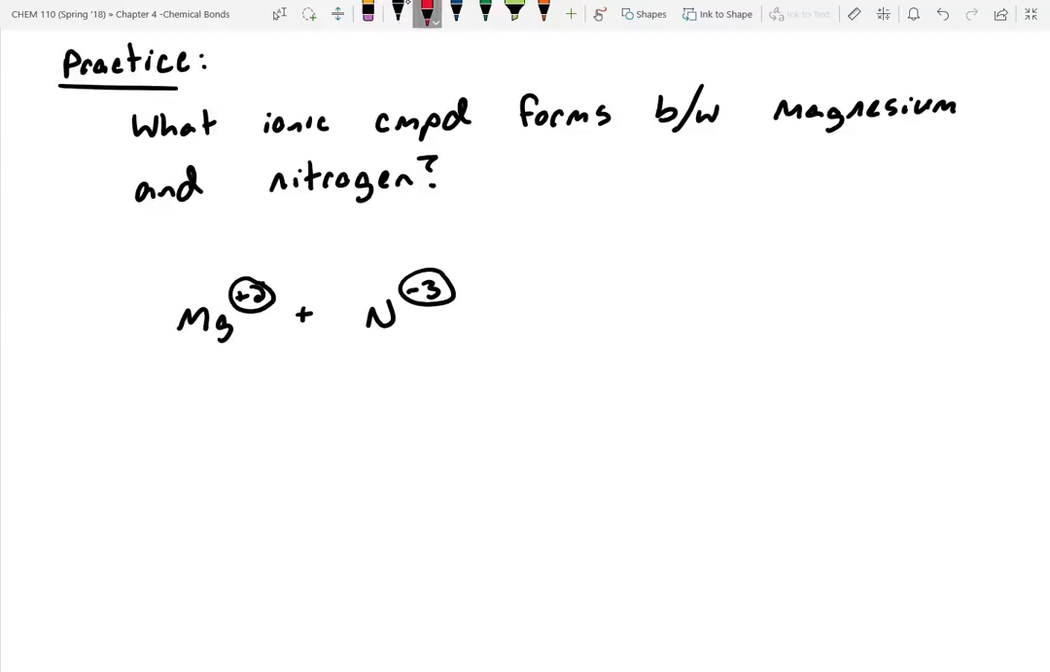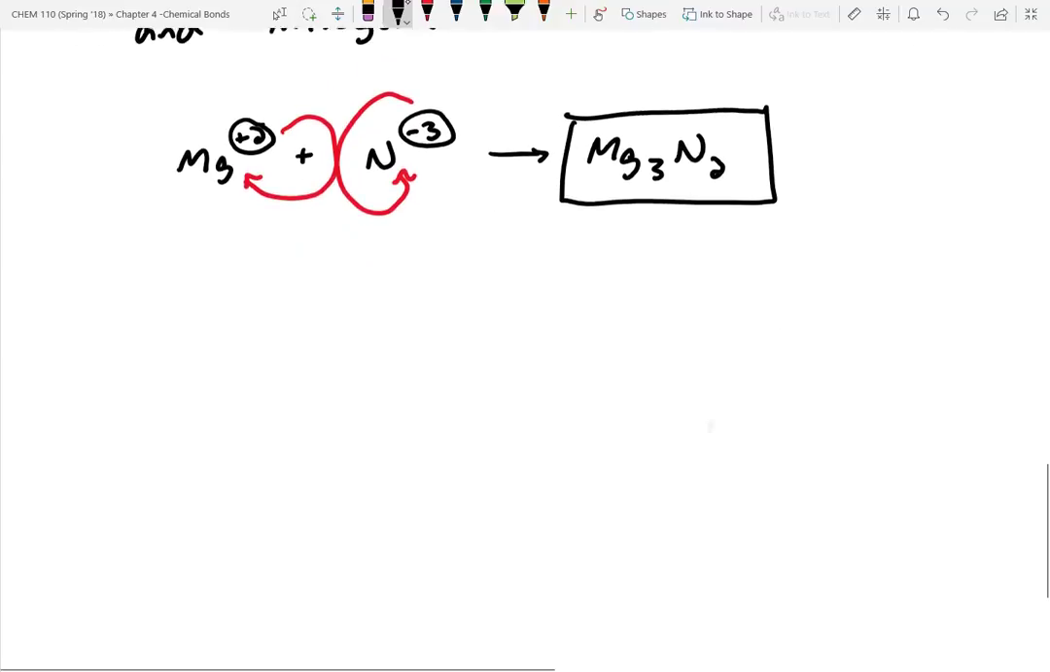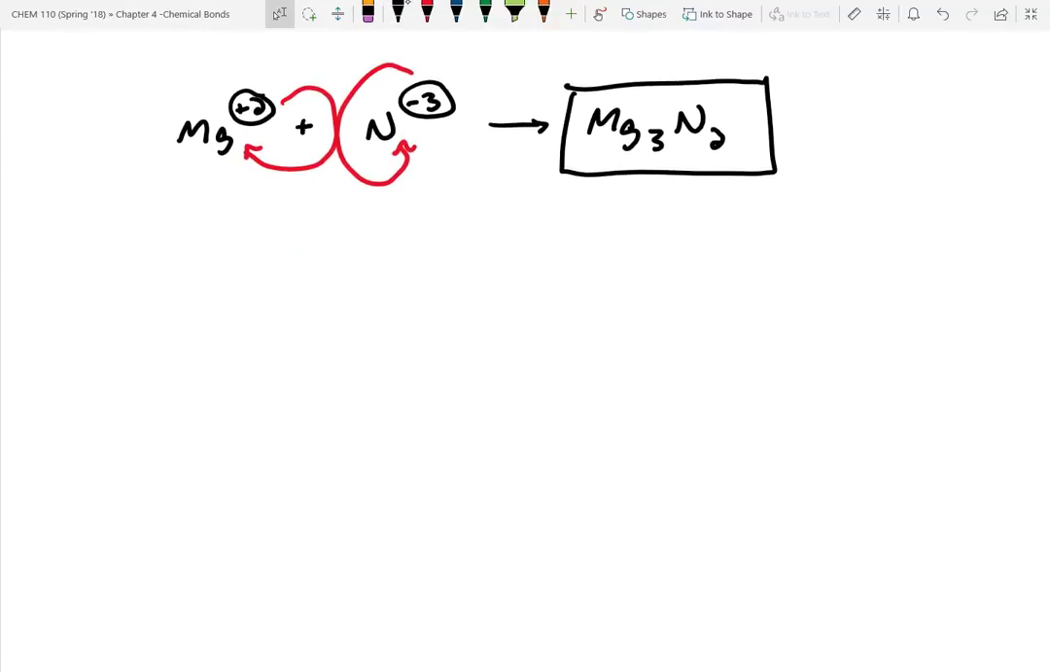So with that trick, we said the 3 should come down here. The 2 should come over here. So when we mix these together, we'd have Mg3, not -3. And then N2, right? So the 2 went behind the nitrogen now. So we would expect this to be the molecular formula. But let's try to rationalize this using some drawings.